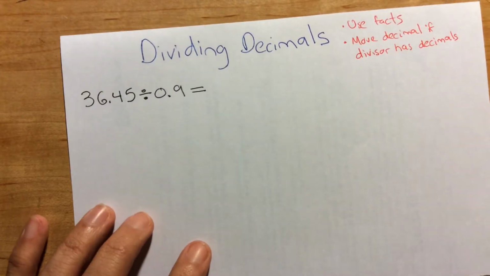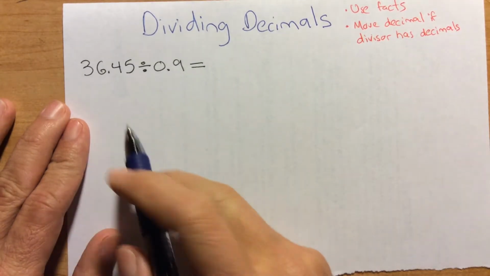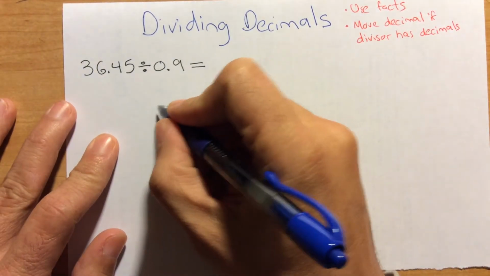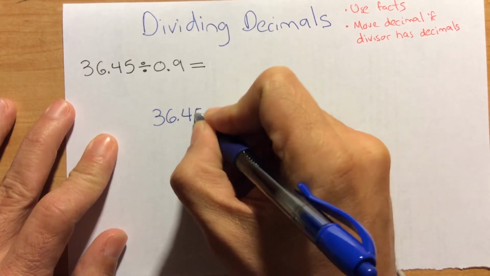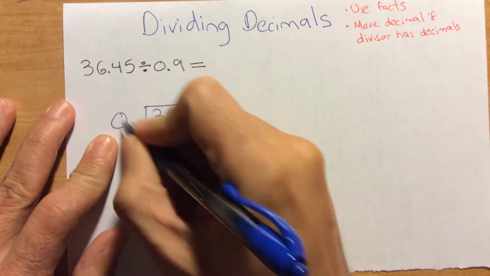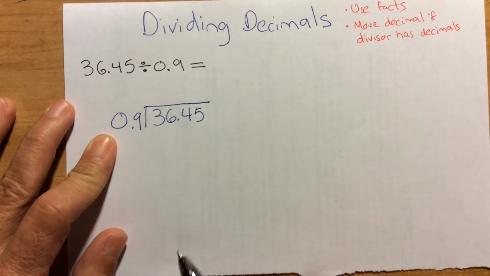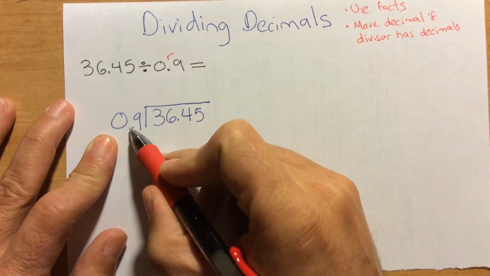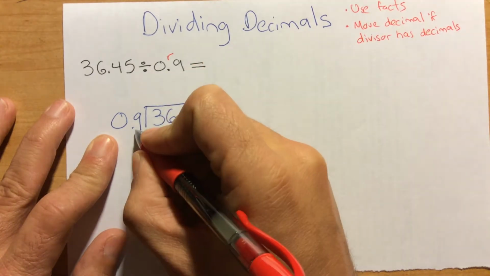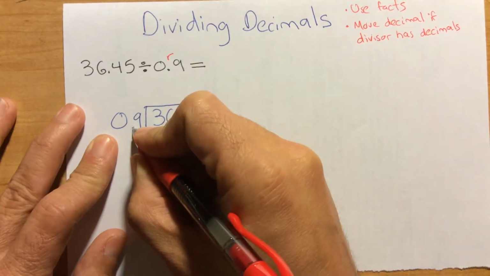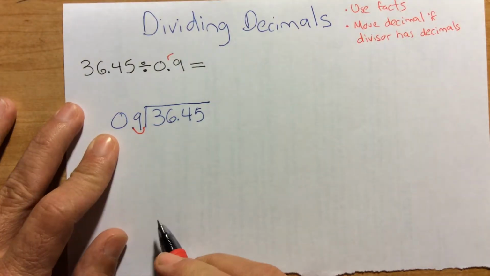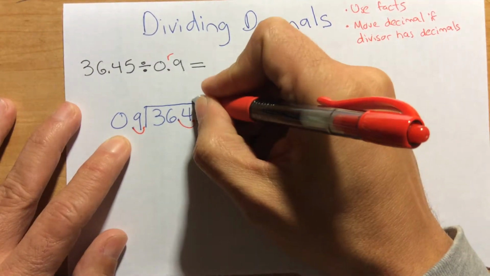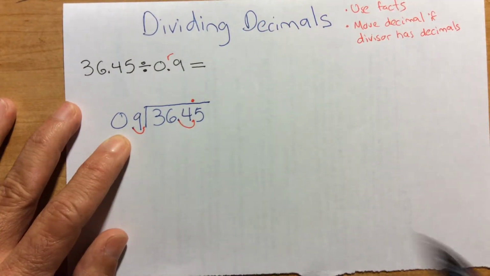Let's go ahead and see the next example. We've got 36.45 divided by 0.9. So let's go ahead and rewrite this as 36.45 divided by 0.9. Remember, the second one is the divisor. If the divisor has decimals, we need to move it out. So we're going to move it to the right one place. We need to move this decimal one place, and now I can just go ahead and write the decimal right there. And I can go on.